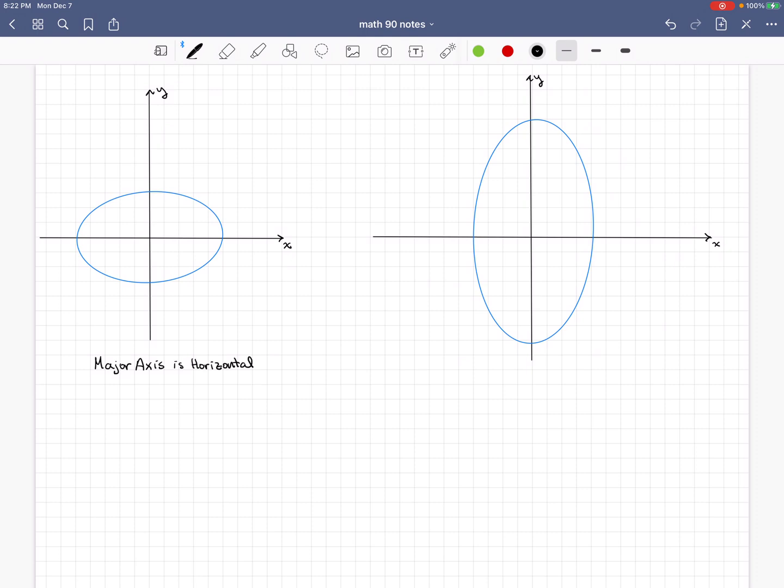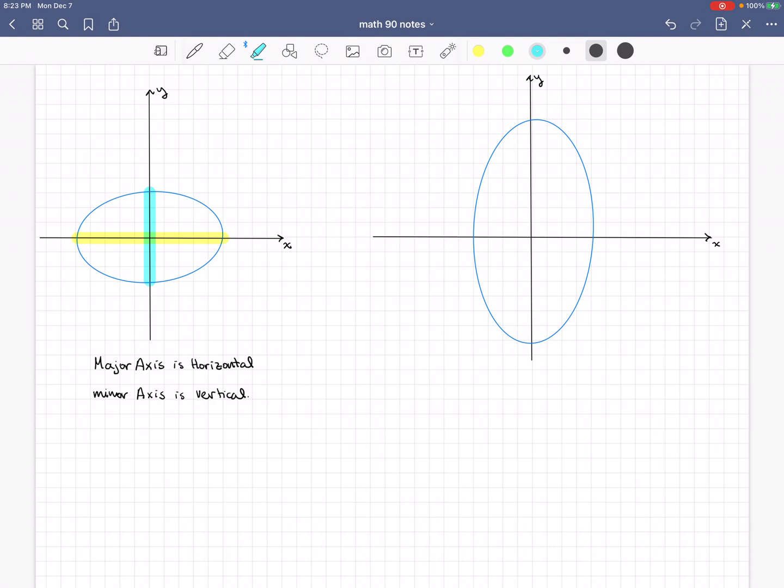Okay, so in other words, parallel to the x-axis. So the major axis is the longer one of the two, and in this instance, the major axis is horizontal. The minor axis, every ellipse has a major axis and a minor axis. The minor axis here is vertical. So if you look at the minor axis, that's this one here. Okay, so the minor axis is the shorter one of the two, and in this case, it's vertical.